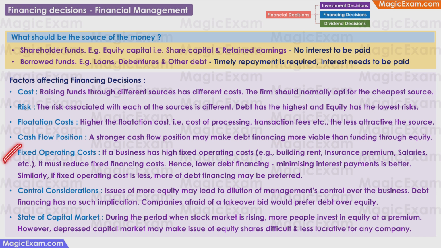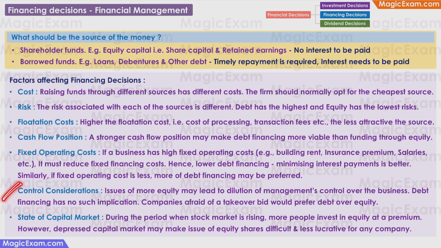Fixed operating costs. If a business has high fixed operating costs, that is building rent, insurance premiums, salaries, etc., which have to be paid regularly, then it must reduce fixed financing costs because the principal repayment and the interest payments will also eat into the cash flow. Hence, lower debt financing, that is minimizing interest payments, is better. Similarly, if fixed operating cost is less, then more of debt financing may be preferred.